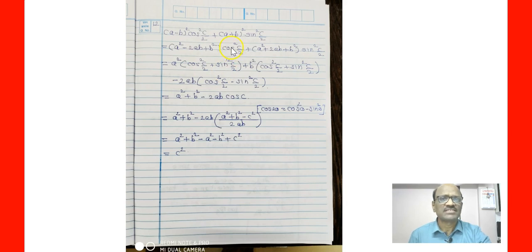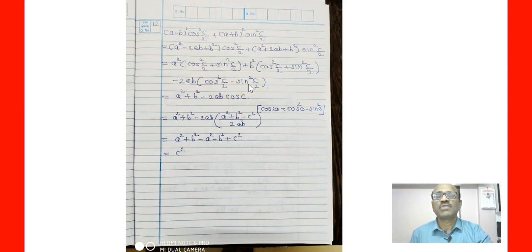And what about the next? That is b square cos square c by 2 plus b square sin square c by 2, that is b square in bracket cos square c by 2 plus sin square c by 2, again the value is 1. What about the middle term? Minus 2ab cos square c by 2 minus 2ab sin square c by 2. Now take the minus 2ab common from these two. Then you will get cos square c by 2 minus sin square c by 2.